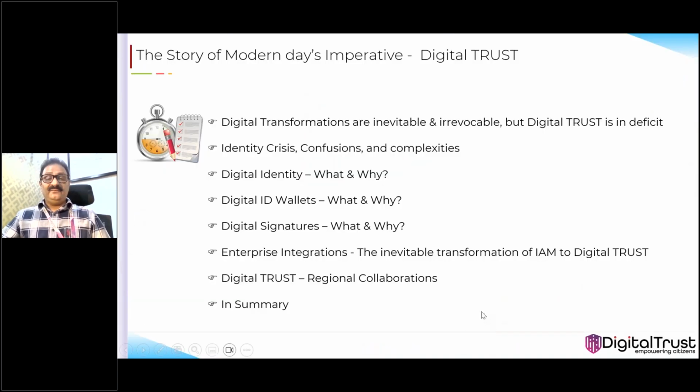So this is what we will briefly go through. There's a huge identity crisis, confusion and complexity as far as identity is concerned, and this is where digital identity, digital wallet and digital signatures play a significant role. And this results in a transformation of how enterprises will have to look at identity and access management, especially in the light of digital trust.